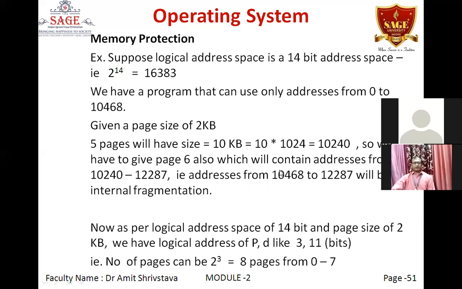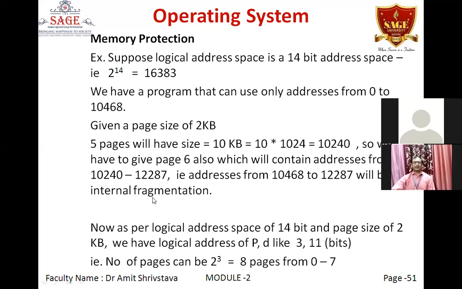Now, the 6th page addresses will be ranging from 10240 to 12287. That is, the addresses from 10468 to 12287 will be internally fragmented in this page, right? Because the program size is 10468. So in the 6th page, we will be using the memory only up till 10468, whereas the 6th page's last address is 12287. So from 10468 to 12287, our program will not be using that particular memory.